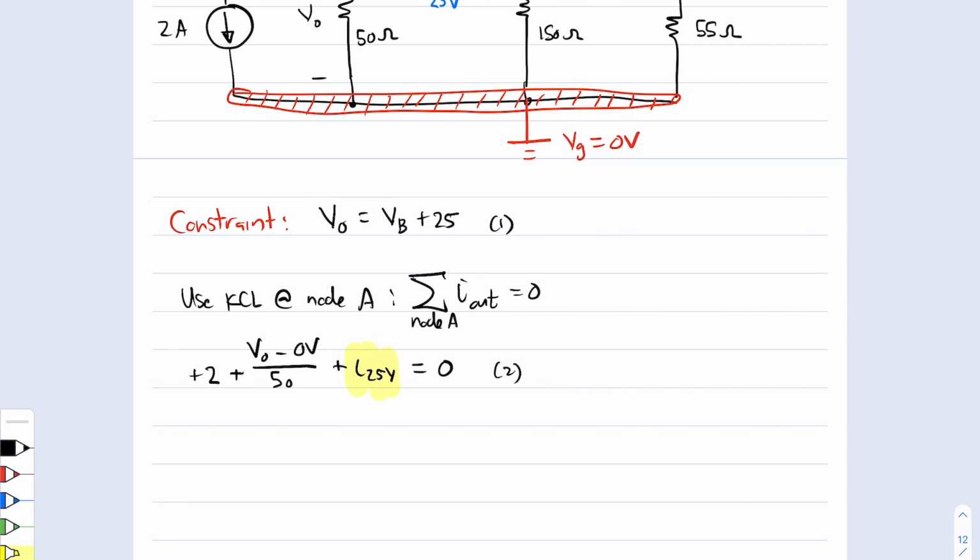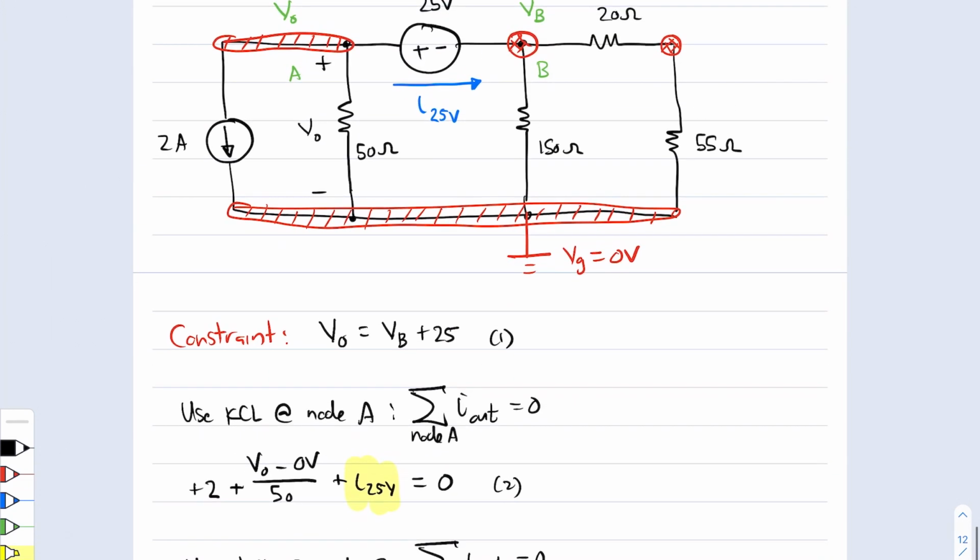Now, let's go on to the next essential node. I'm going to use KCL at node B. So the sum of all of the currents flowing out of this node must add up to 0.